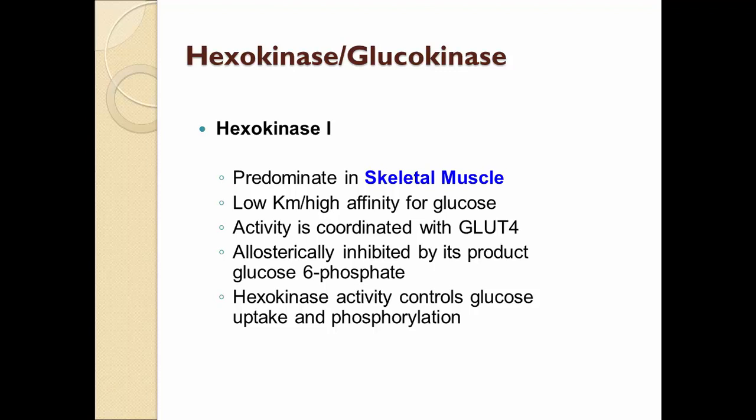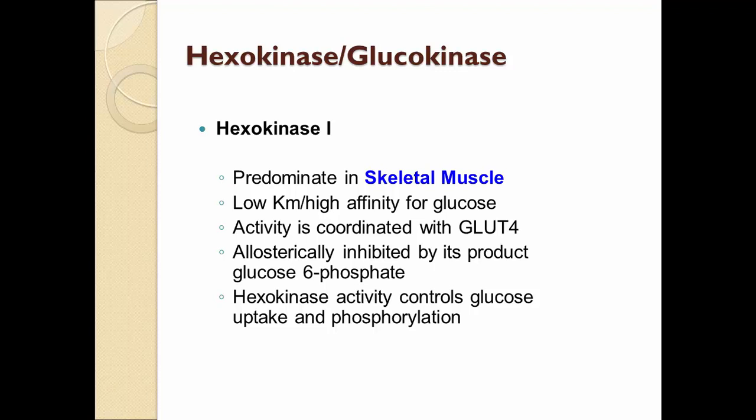Hexokinase has a lower Km, a high affinity for glucose, and this enzyme is usually coordinated with GLUT4, because GLUT4 is the predominant glucose transporter in the skeletal muscle, right? So glucose is transported by GLUT4 into the muscle cells and then hexokinase phosphorylates glucose to glucose 6-phosphate, right? This process is coordinated with GLUT4, which makes sense, right?